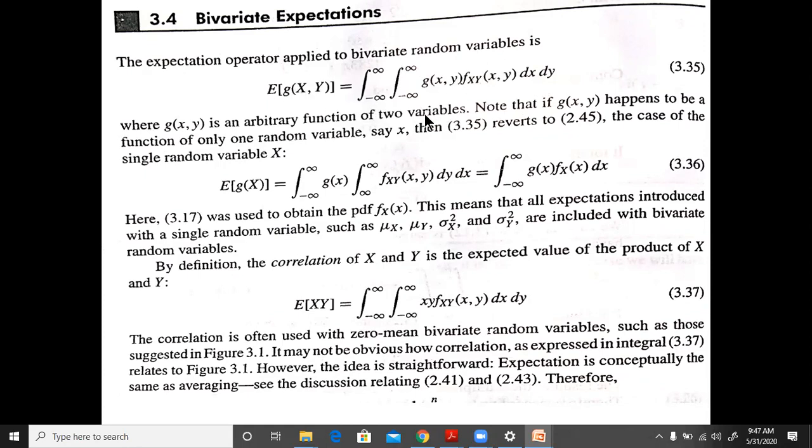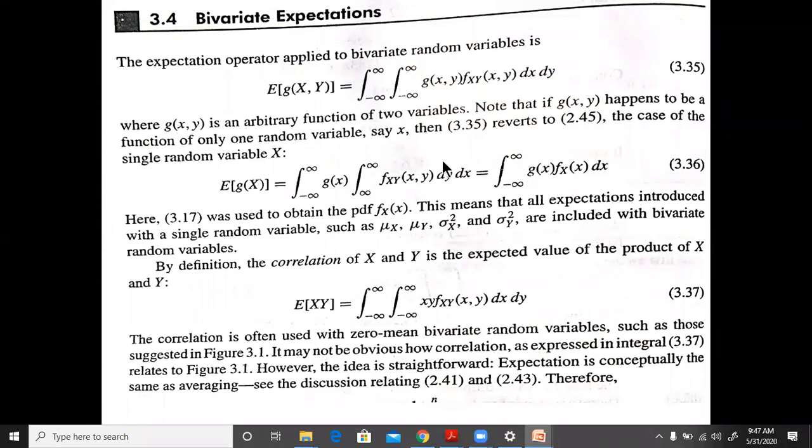It can be the mean, it can be covariance, it can be correlation, or whatever it is. G can be any function which corresponds to the two variables. So if g(x,y) happens to be a function of only one random variable x, then we'll get back the same equations which we have got there. That means if we remove this y over here, then only g(x) will be there, it can come out, and the remaining integral you need to differentiate with respect to y.